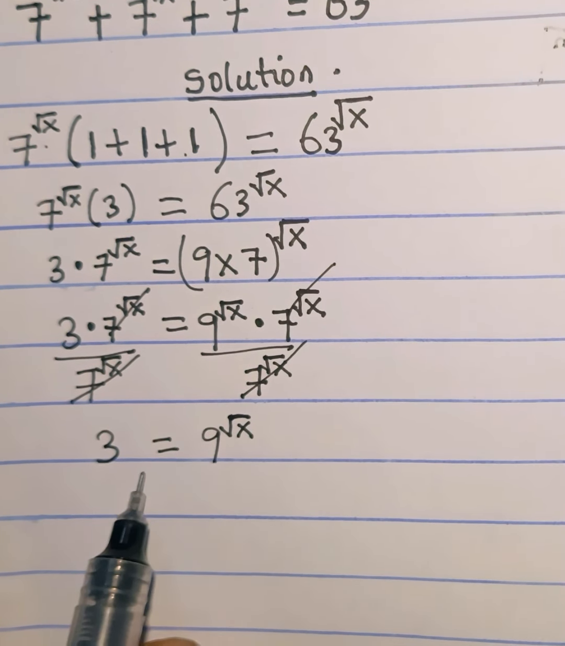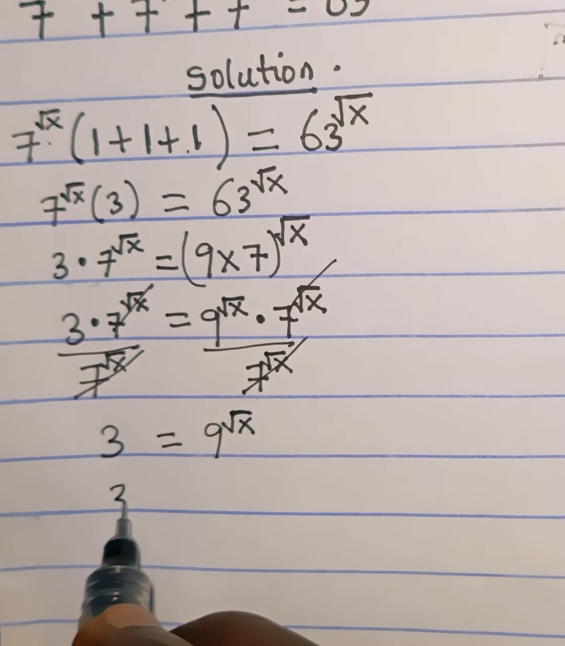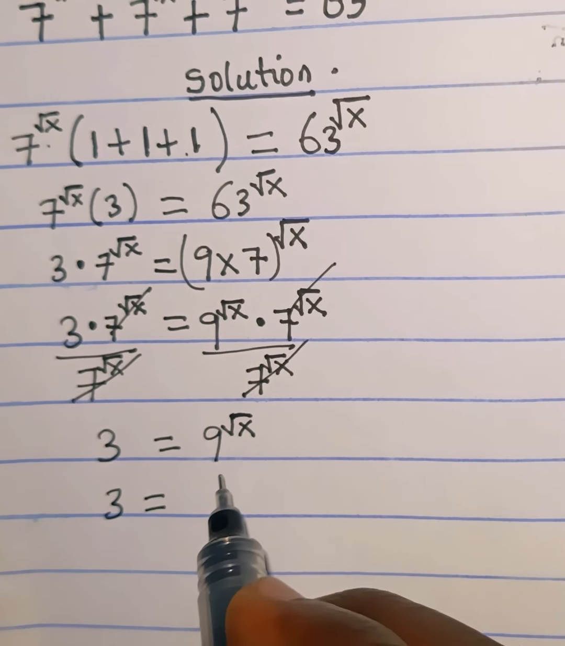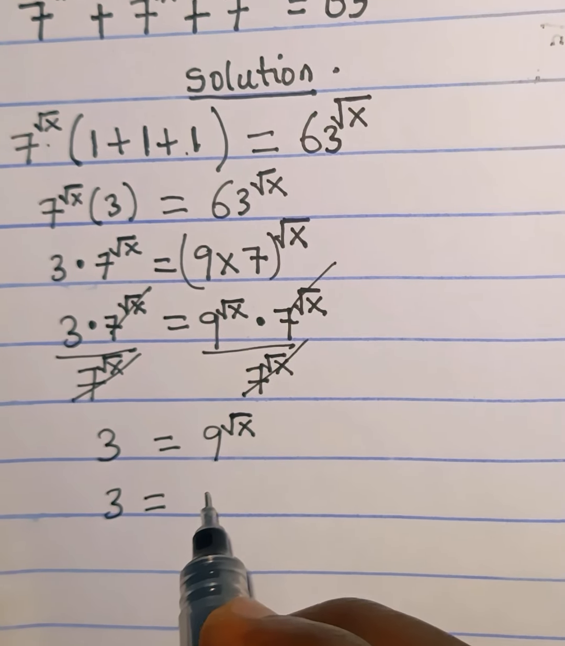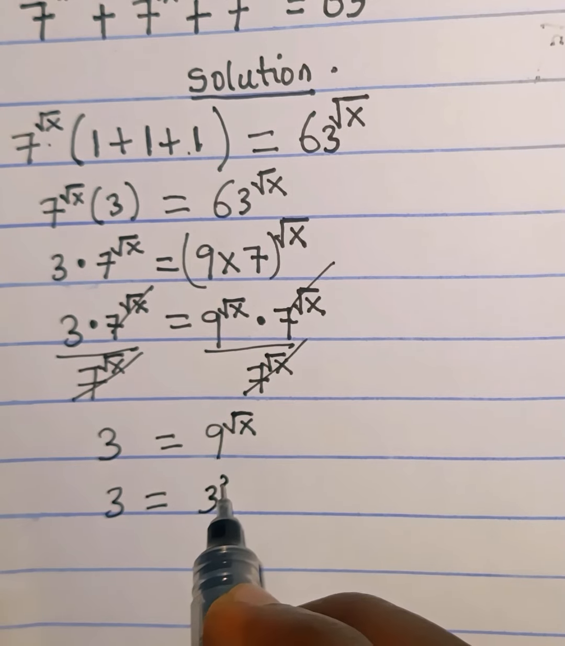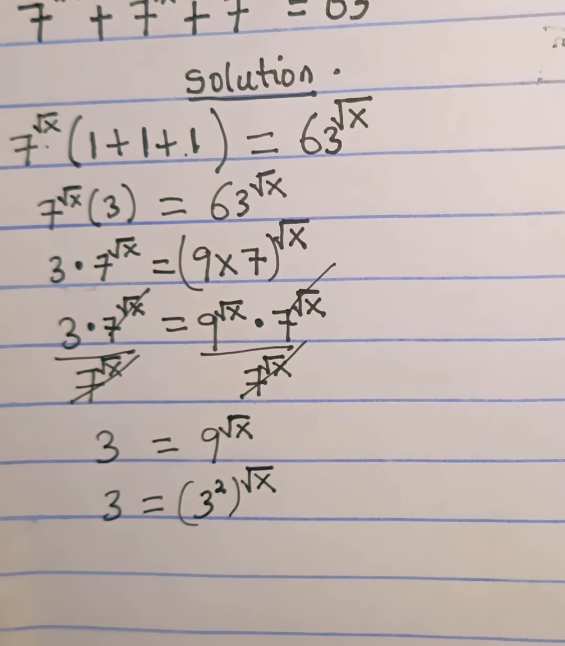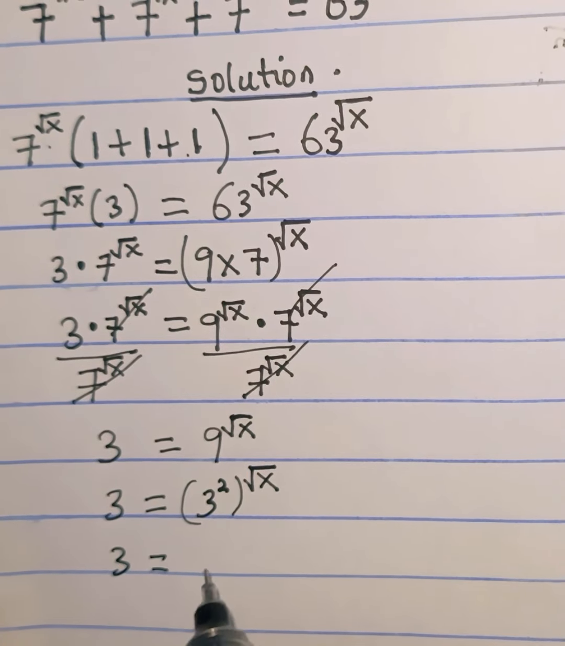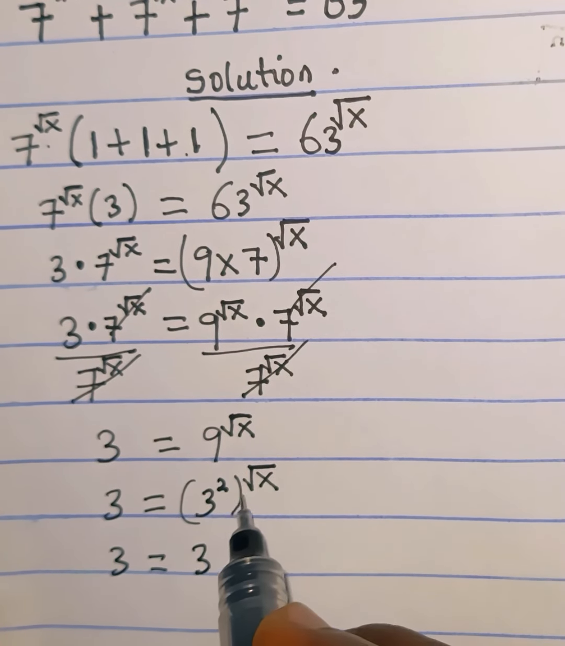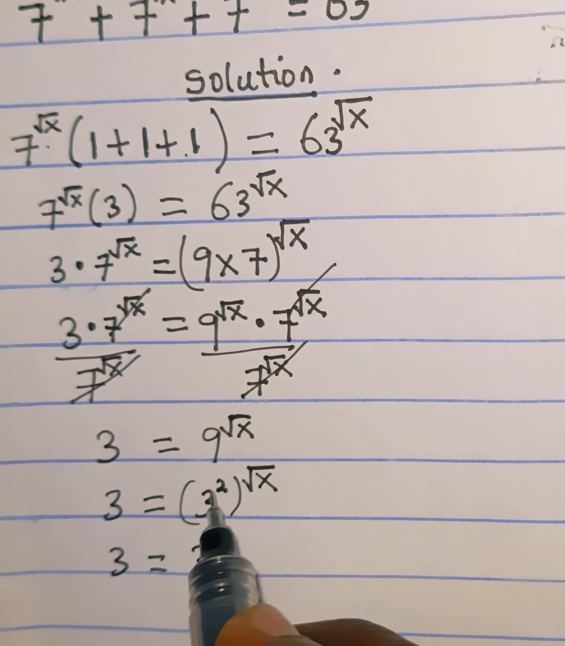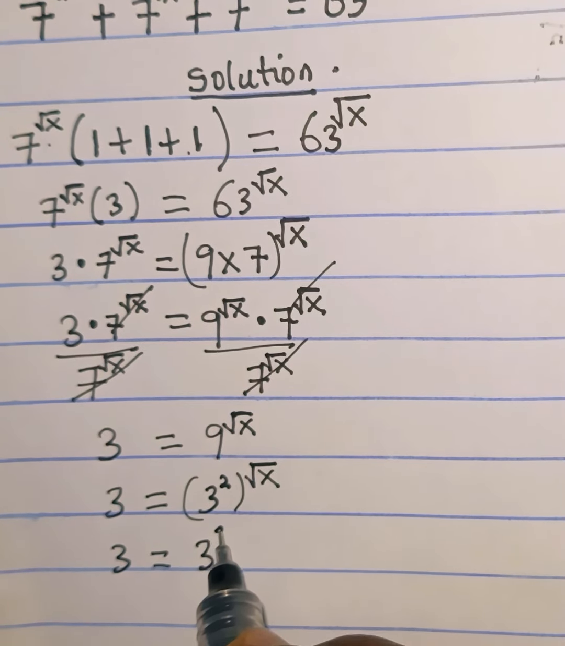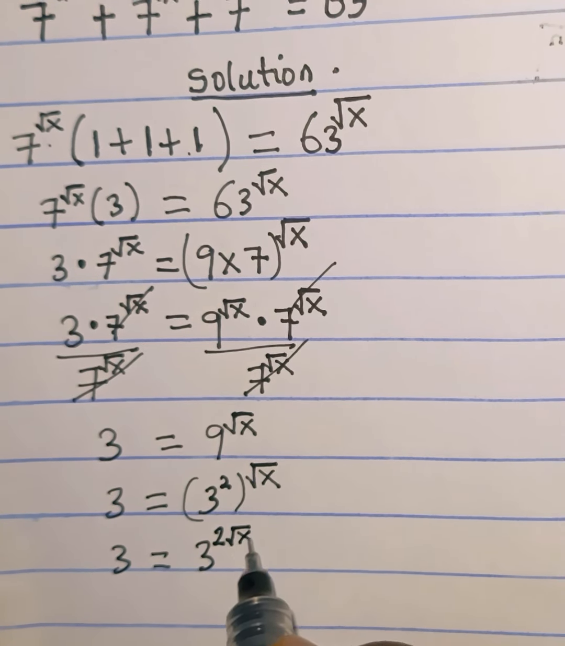So we can make the base to be the same. So we have 3 will be equal to 9, in index form with base 3, which is the same as 3 to the power of 2, then all raised to the power of square root of x. So we have 3 now will be equal to 3 to the power of 2, then recall the power property of exponents, we can multiply the two powers together. We're going to have 2 root x.